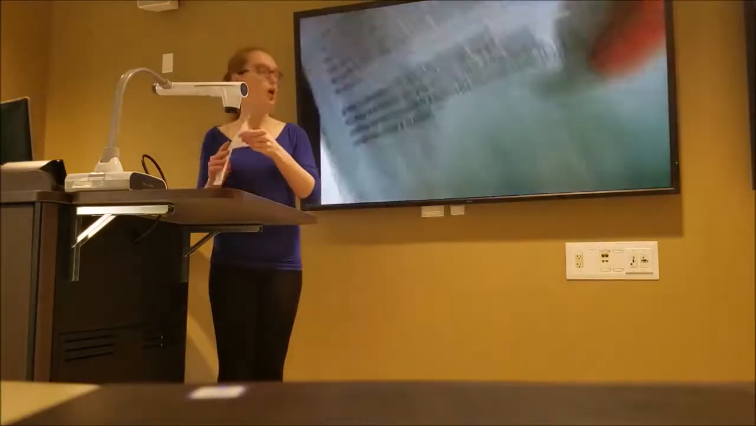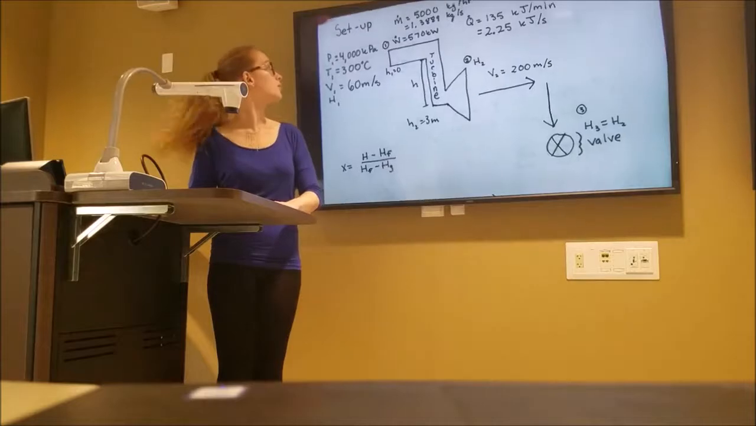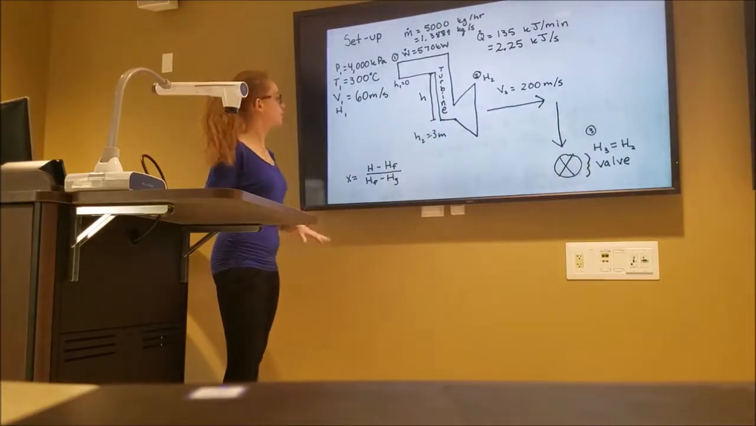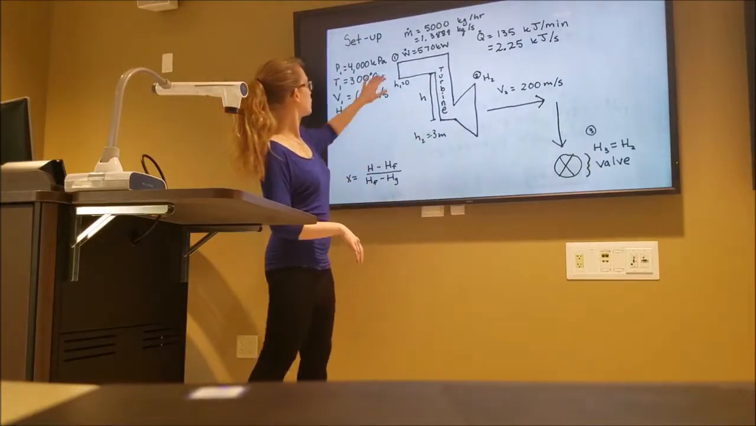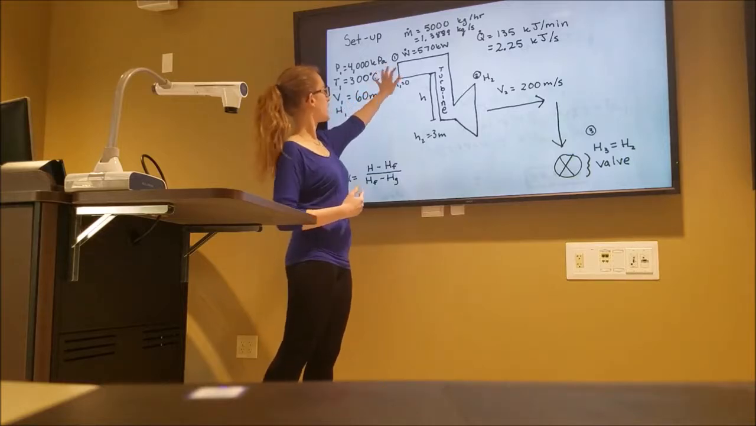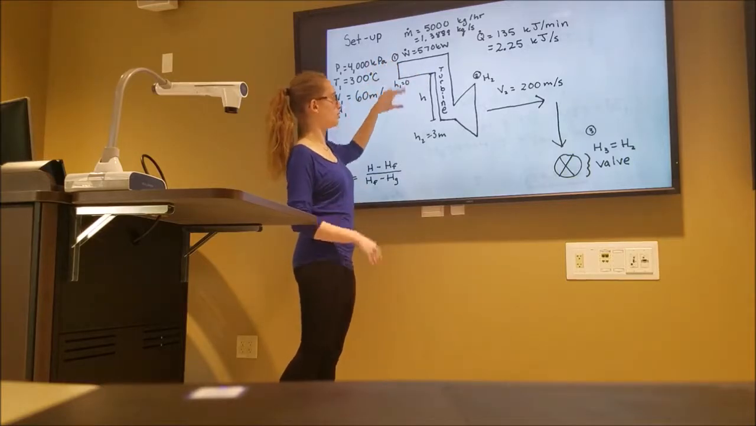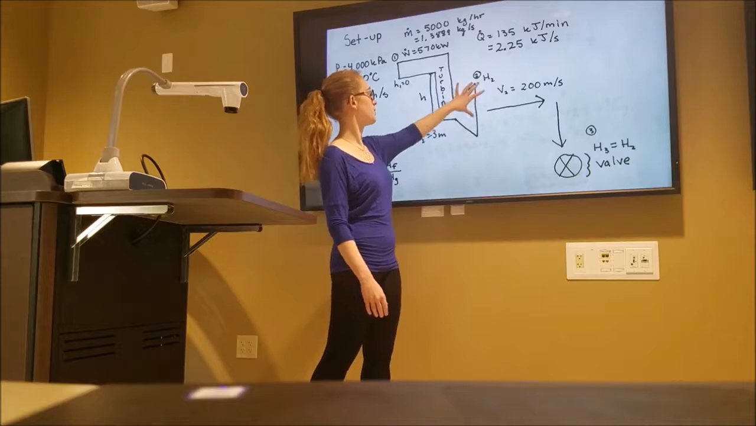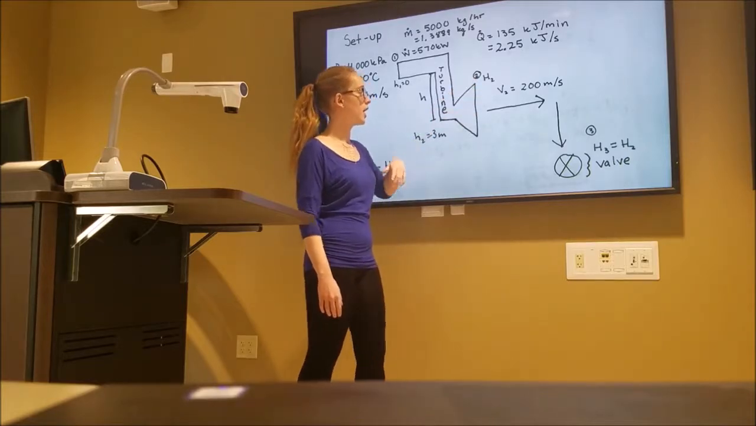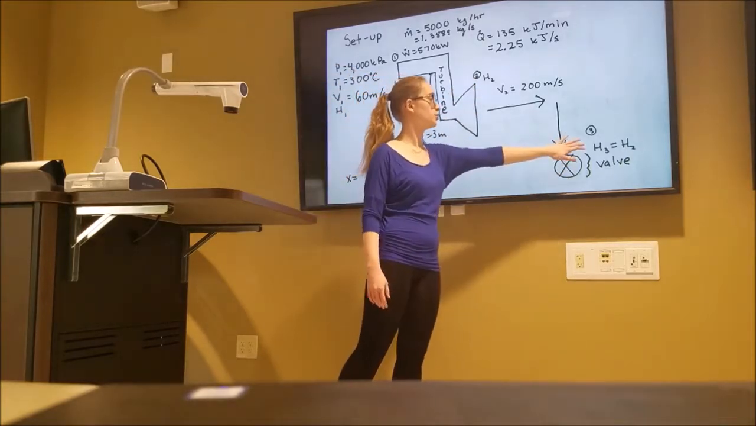So with this, we're going to start by setting up the problem. There are 3 points to think about. The point where the material enters the turbine, we'll call point 1. Then there's a point where the material comes out of the turbine, which we'll call point 2. And the point where it enters the valve, which we'll call point 3.